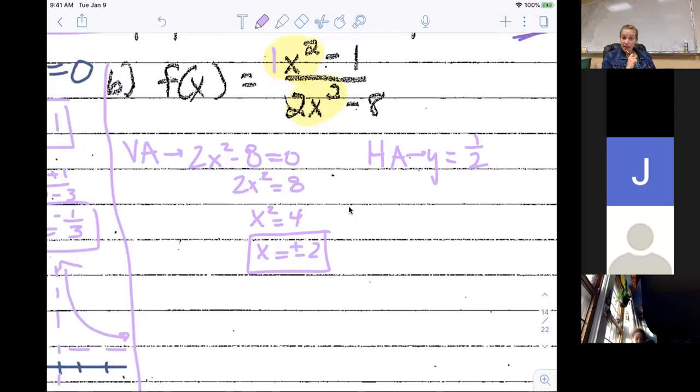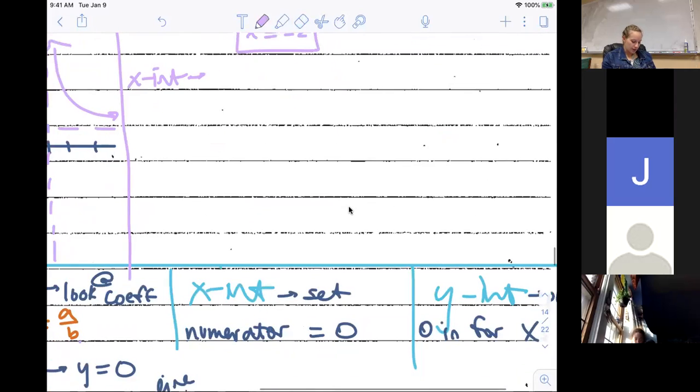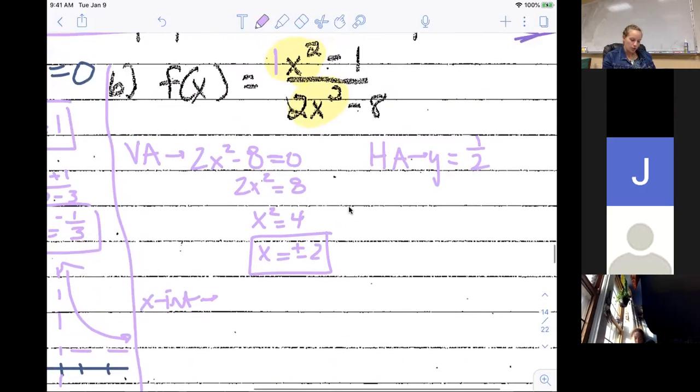Now I'm ready for my x and my y intercepts. My x-intercept, let me go down, it says set my numerator equal to 0. Okay, set my numerator equal to 0. So x squared minus 1 equals 0.